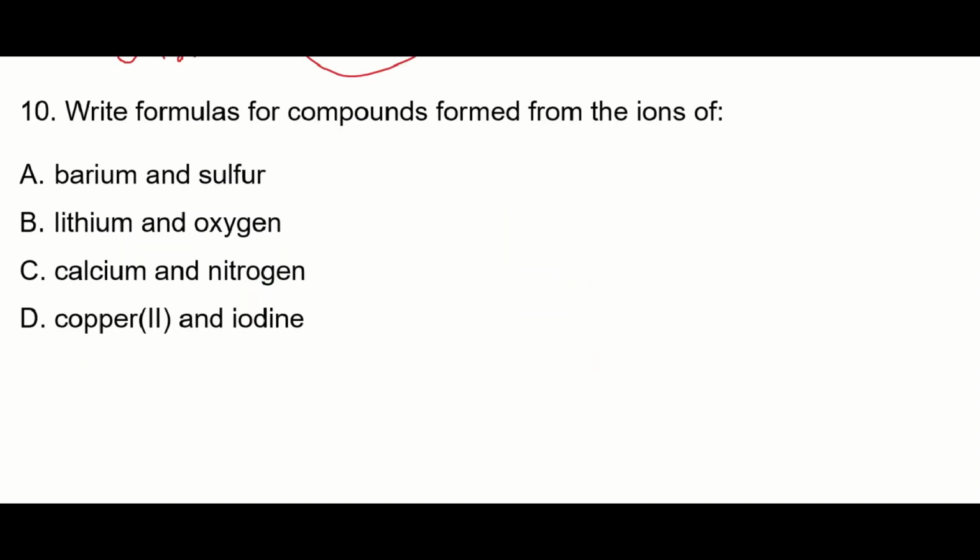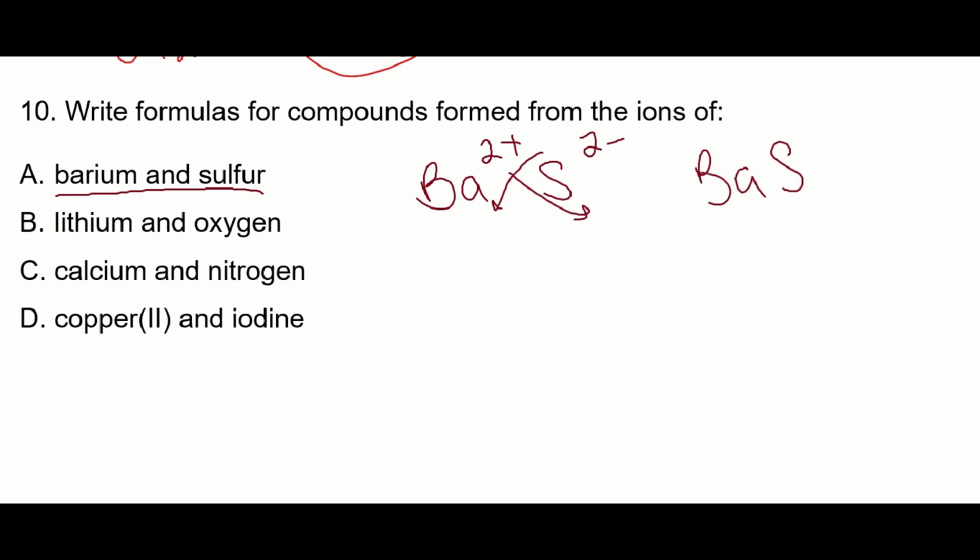On to number 10. Write the formulas for compounds from the ions made of barium and sulfur. Barium is a group 2 metal, so these are all ionic compounds. Barium, group 2, is a 2 positive charge. Sulfur, we just went over this, group 16. It's 2 negative. Crisscross those, reduce. The formula unit is BaS for barium sulfide.